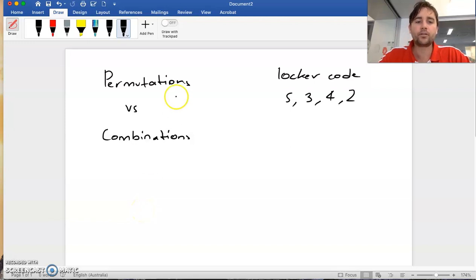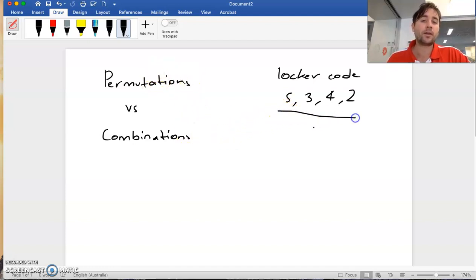Hey guys, just quickly going to talk through permutations and combinations. Just going to use a locker code as an example. Let's say your locker code is 5342. Now, you've been led to believe that this is a combination lock. It's actually a permutation lock.